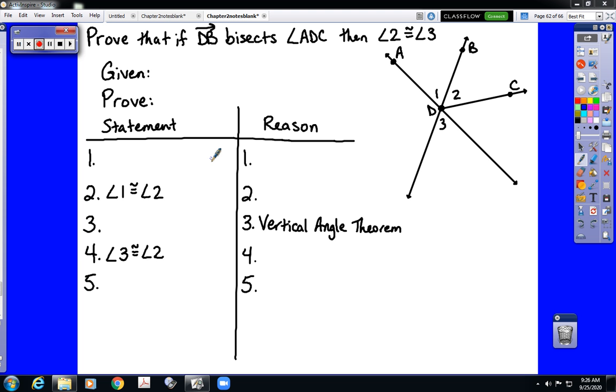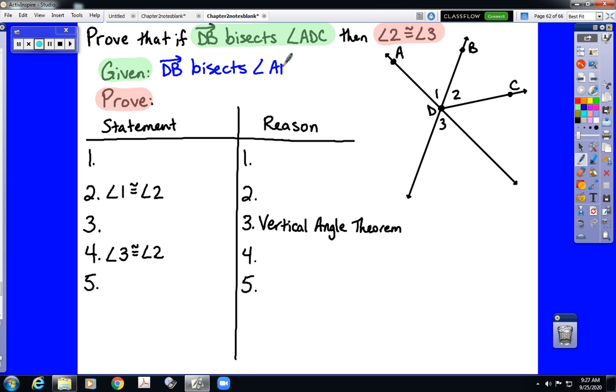better for us. So here we're asked to prove the if-then statement that if ray DB bisects angle ADC, then angle 2 is congruent to angle 3. So remember that when you are setting up a proof from an if-then statement, your hypothesis is your given and your conclusion is what you're being asked to prove. Okay? So we're going to say our given is that ray DB bisects angle ADC. And actually, I may change my mind and do three proofs in this video. We'll see how the timing works out. And we're being asked to prove that angle 2 is congruent to angle 3.